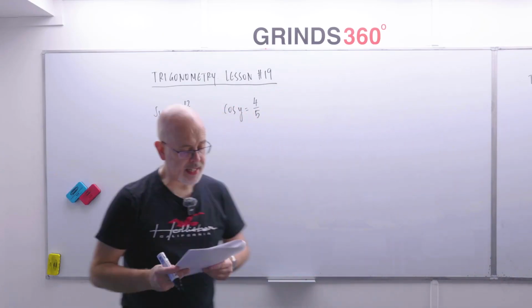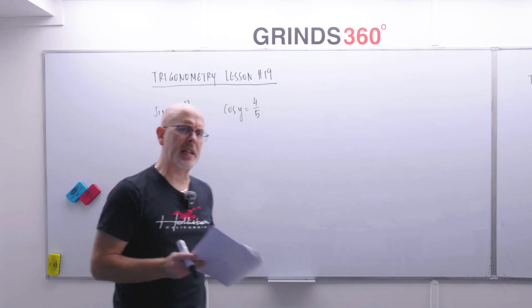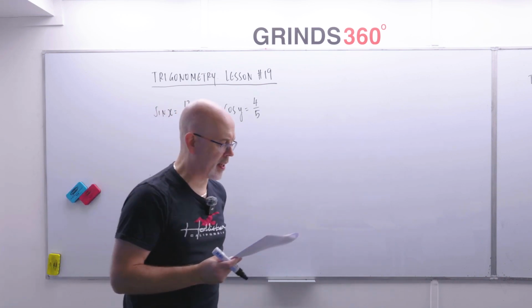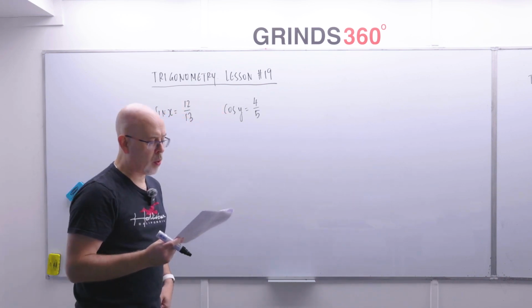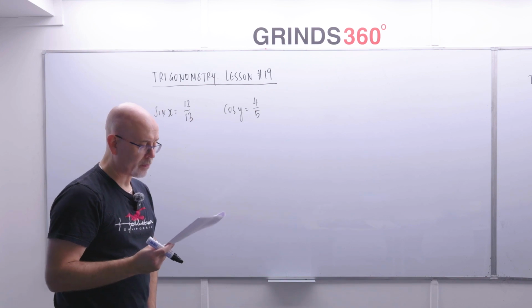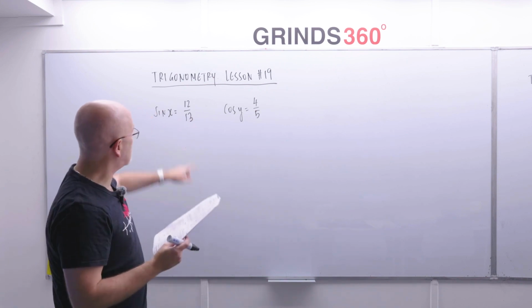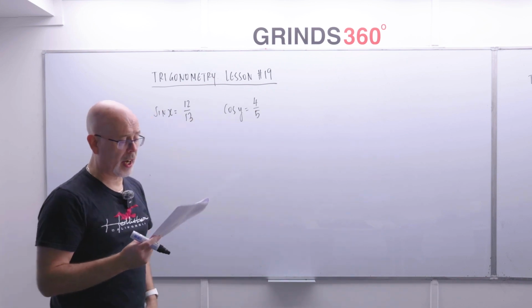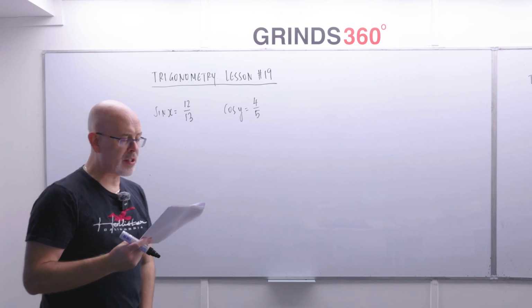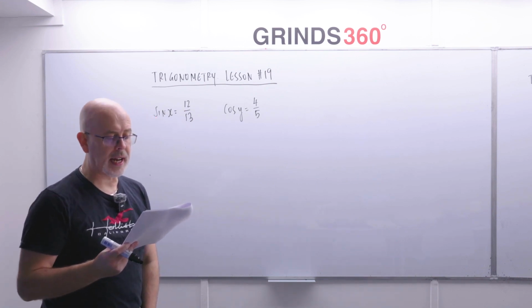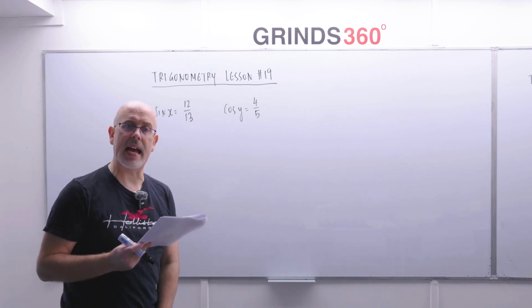So then, question 3 on the same page. This is going to bring us back to something that we mentioned in an earlier lesson. It says you're given that x and y are acute angles, and sine x is 12 over 13, and cosine y is 4 over 5. It says without evaluating x or y, find sine of x plus y and tan of x minus y.